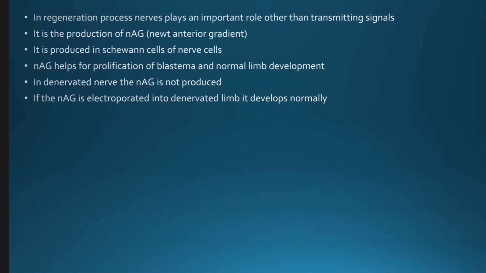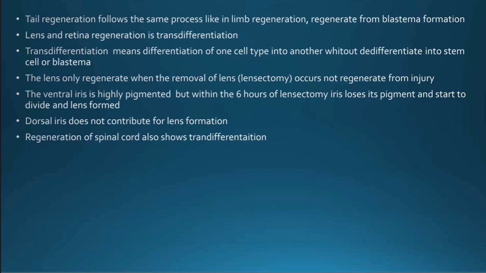In the regeneration process nerves play an important role other than transmitting signals. It is the production of NAG, newt anterior gradient. It is produced in Schwann cells of nerve cells. NAG helps in proliferation of blastema and normal limb development. In denervated nerve the NAG is not produced. If the NAG is electroporated into a denervated limb it develops normally. Tail regeneration follows the same process as in limb regeneration.